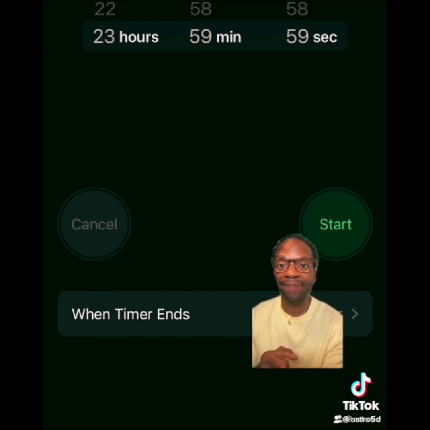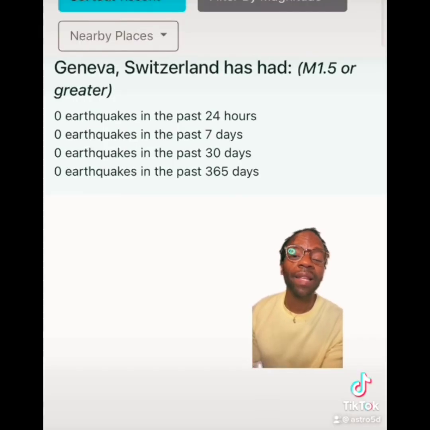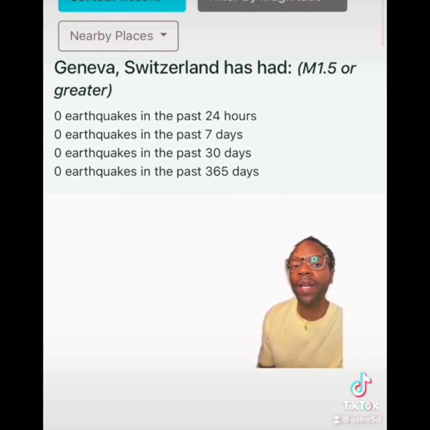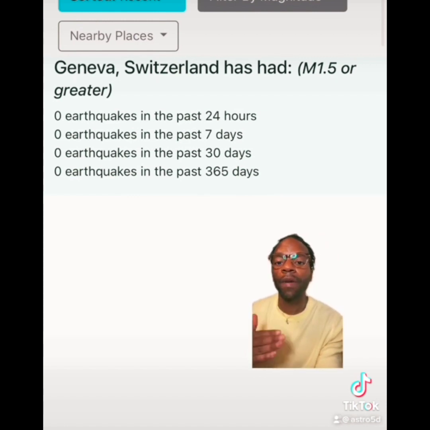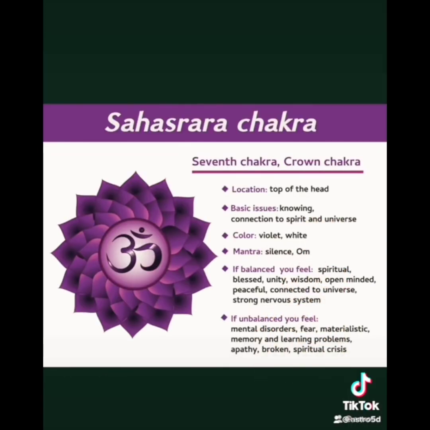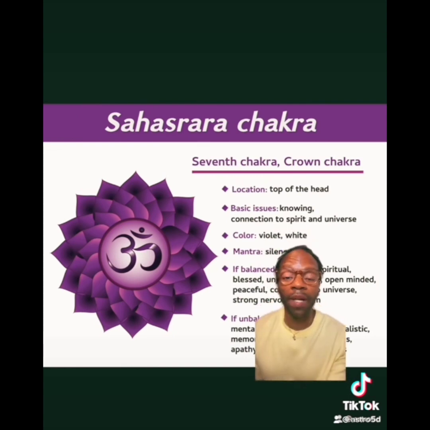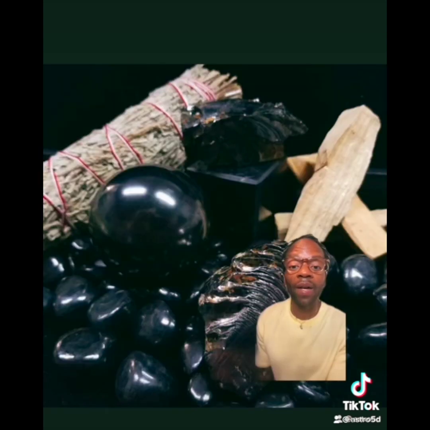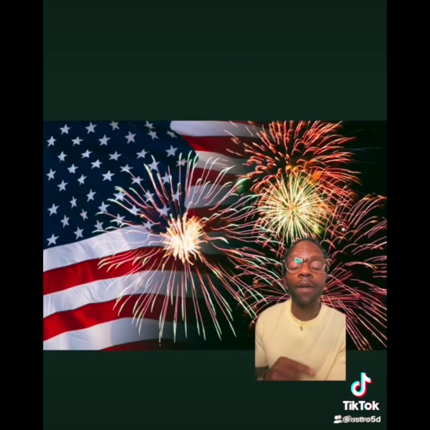Again, next, keep your eyes on the live earthquake feed for that area, which is Geneva, Switzerland. And if you search for it, a couple of them will pop up. I would say next, just learn how to balance your crown chakra and what it means, because that's where your downloads come through. Next, get you some shungite for EMF protection. And if you can, try to stay in and don't go out on July the 4th.